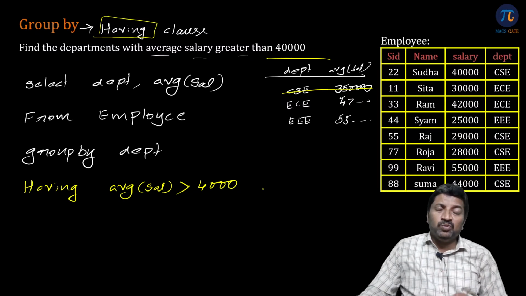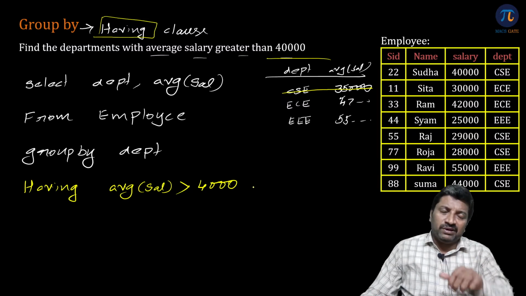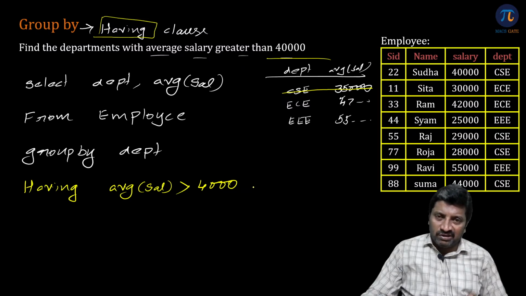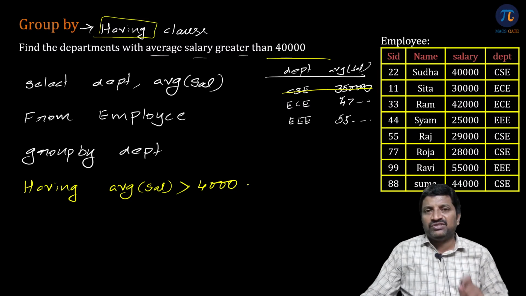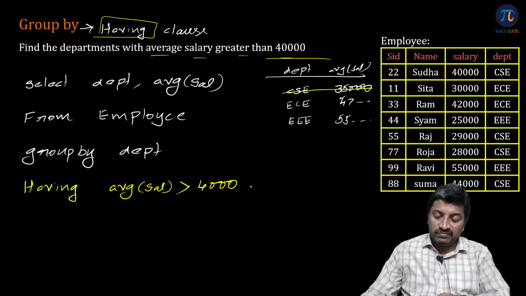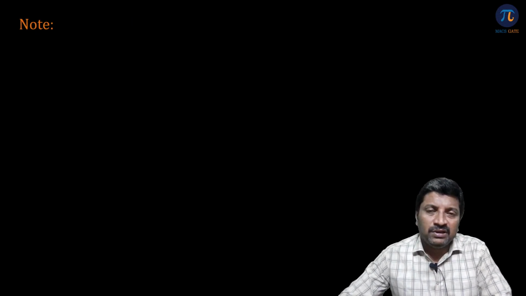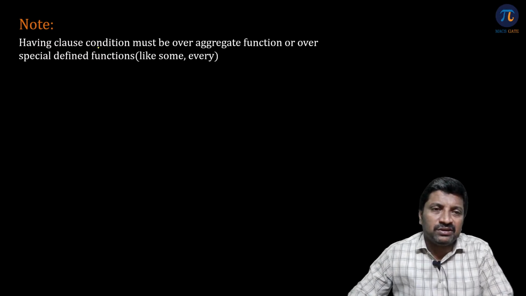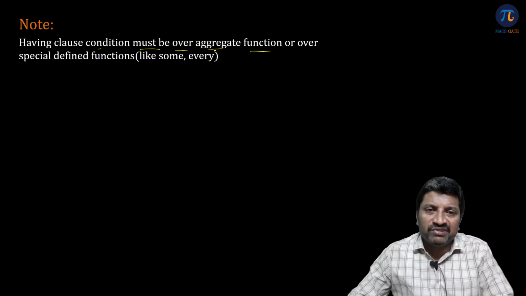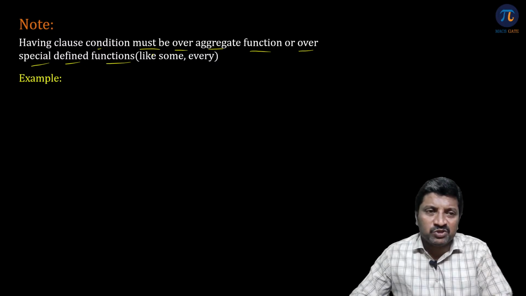Hope you understood it. Group by will be used to group the people and apply the aggregate function. Having, after applying the aggregate function and knowing all the values, is used when I want to filter the records with some condition on the aggregate operator. In such cases, we go for the having clause. Note, having clause must be over aggregate function. That is what we have discussed, sir. Having must be over aggregate function or over some special defined functions.